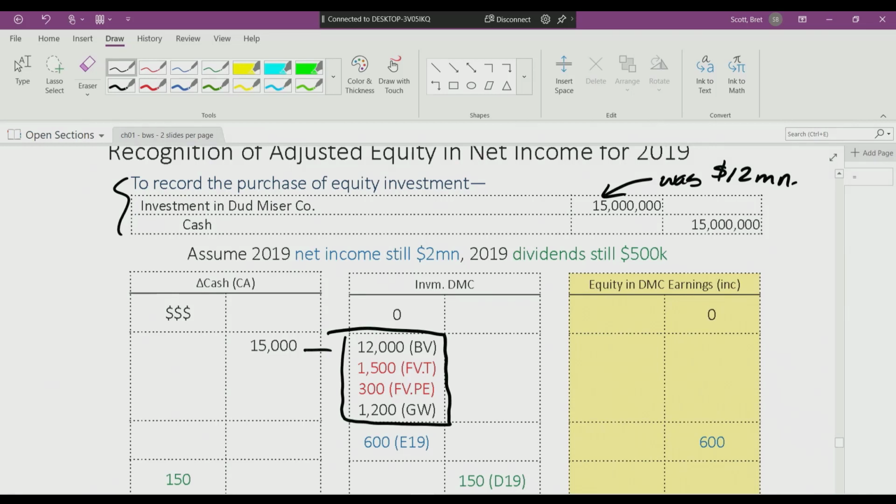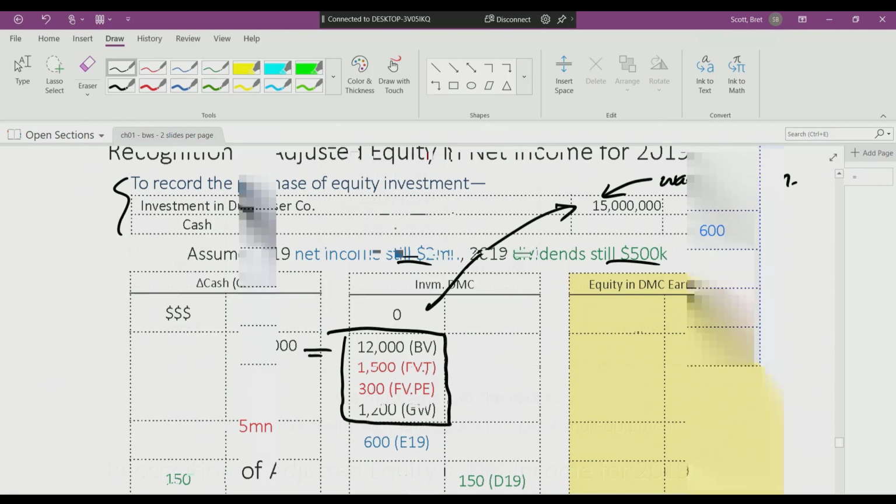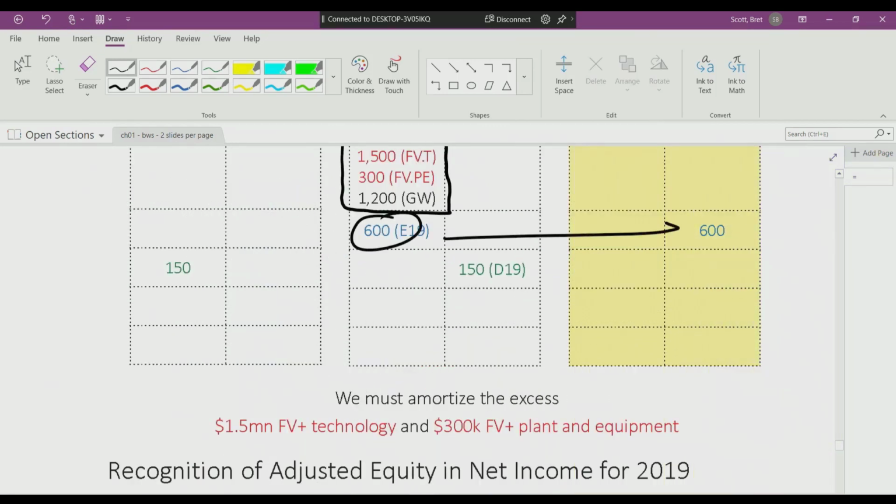Generally speaking, all you see is just an overall $15 million debit to this account up above. But for my purposes, for analysis and for accounting, I like to show more detail in the T account. So I do it this way. I recommend you do it as well. Assume that the net income is still 2 million, dividends are still 500,000. You've got your journal entries below, just as we looked at.